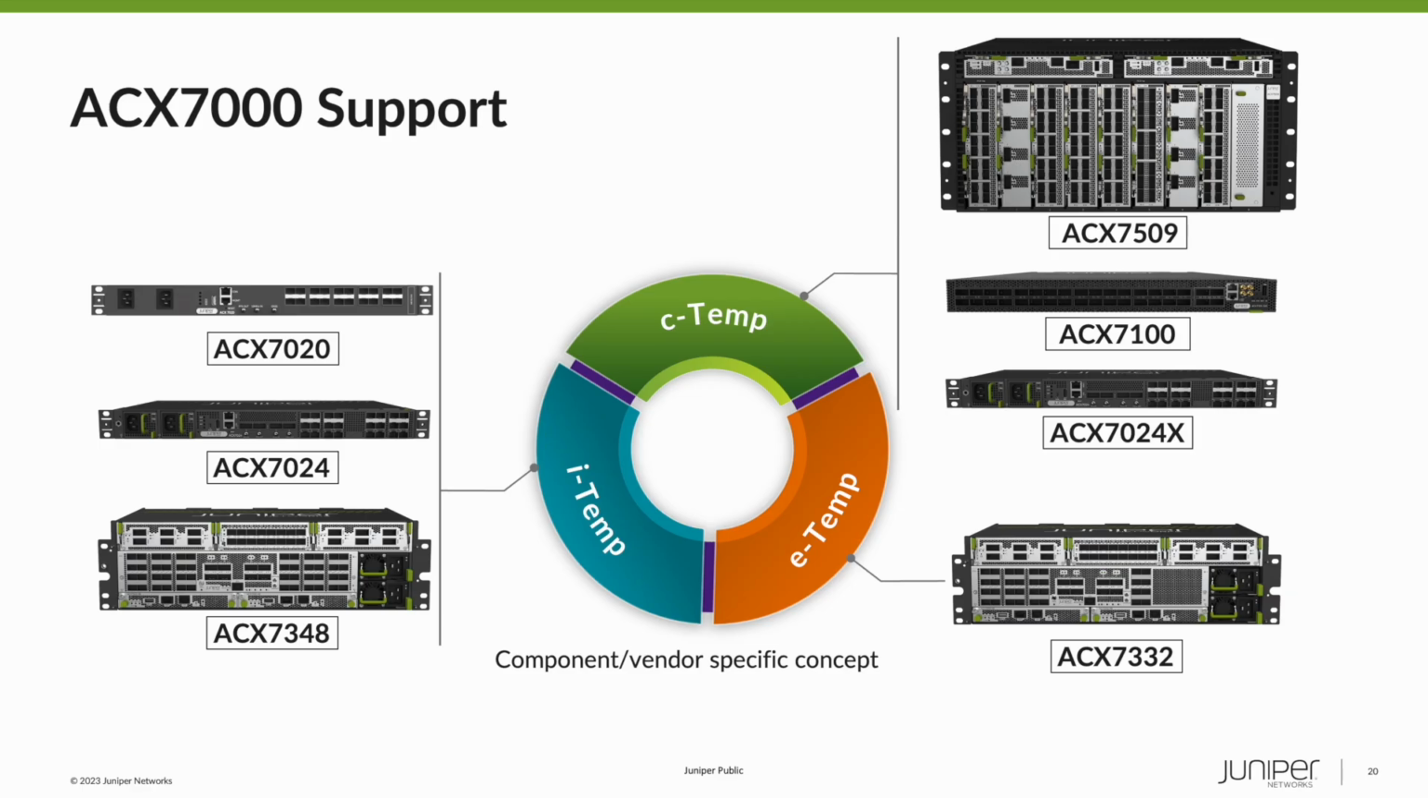The products can be sorted in three big categories. On the iTemp industrial side, you do have the 7020, the 7024, and the ACX7348. So you can operate in a very large range of temperature. On the commercial temp category, you will have the ACX7509, the two ACX7100, and the 7024X. We'll explain in a few seconds why this one is not iTemp. And there is something in between, the ACX7332, which is more capable than commercial, because of one part, the external eTCAM OP2, so we call it eTemp for extended.